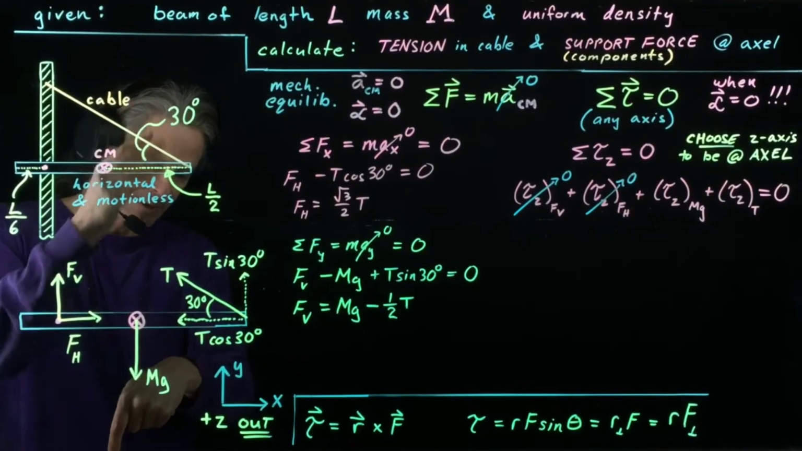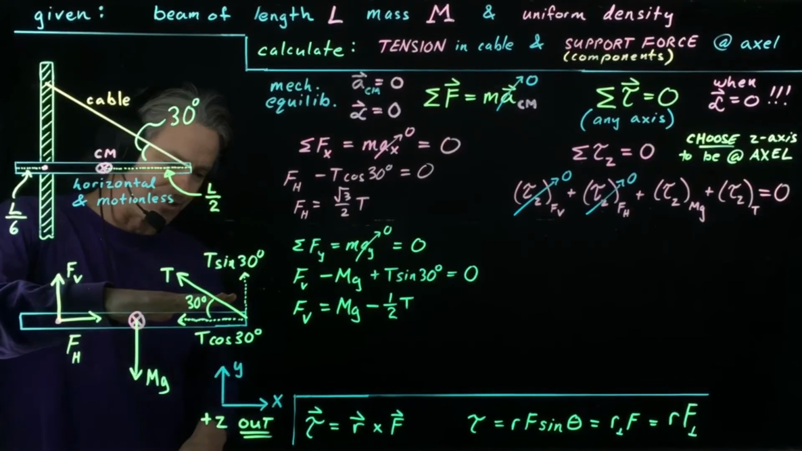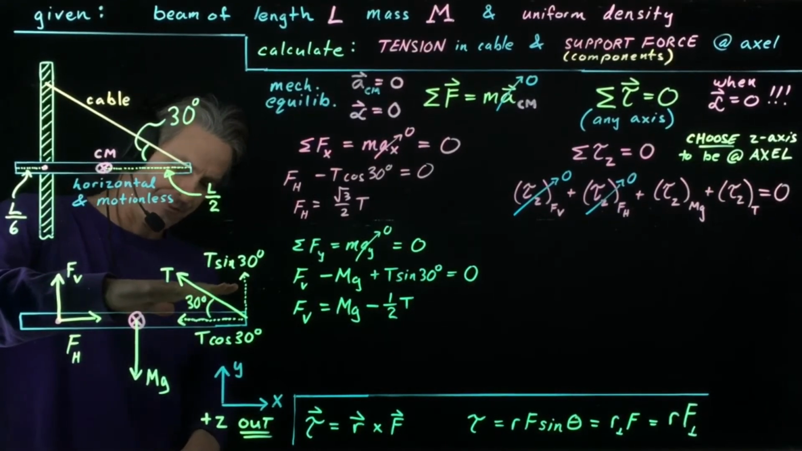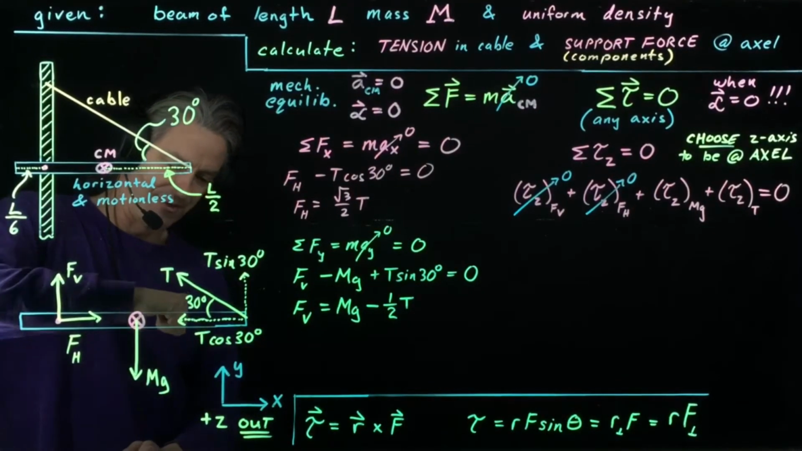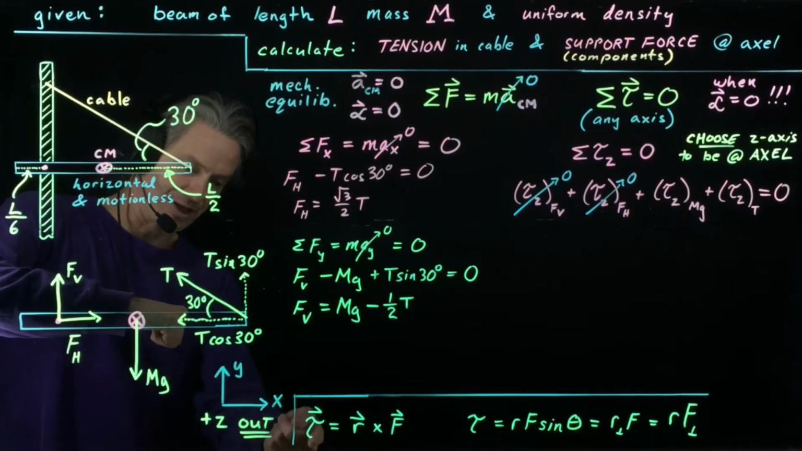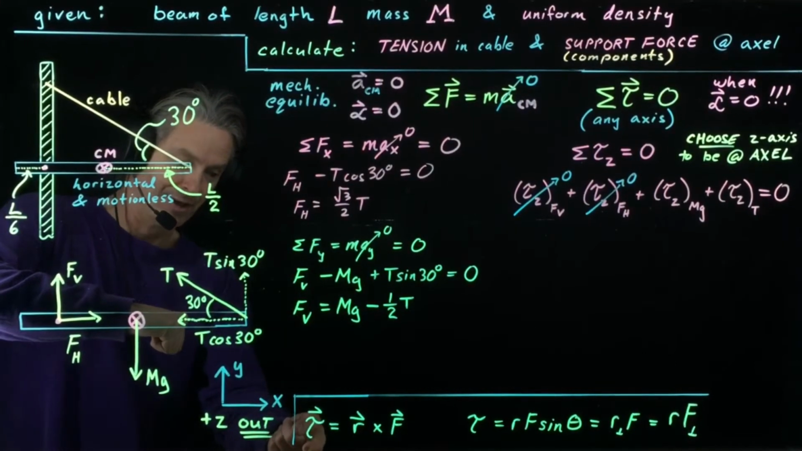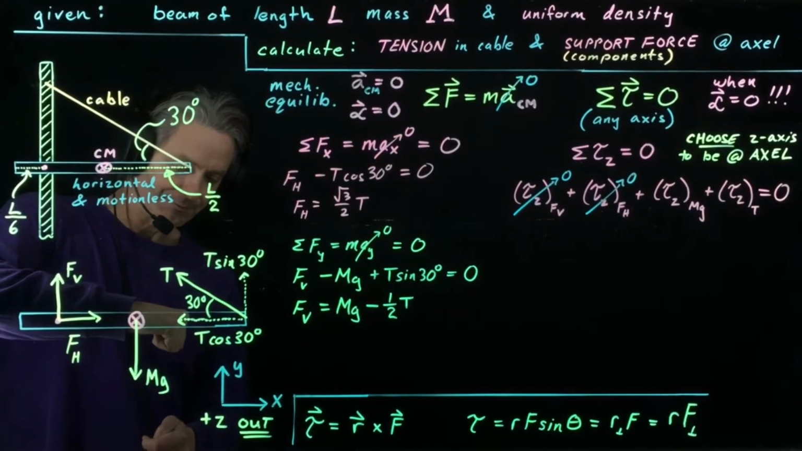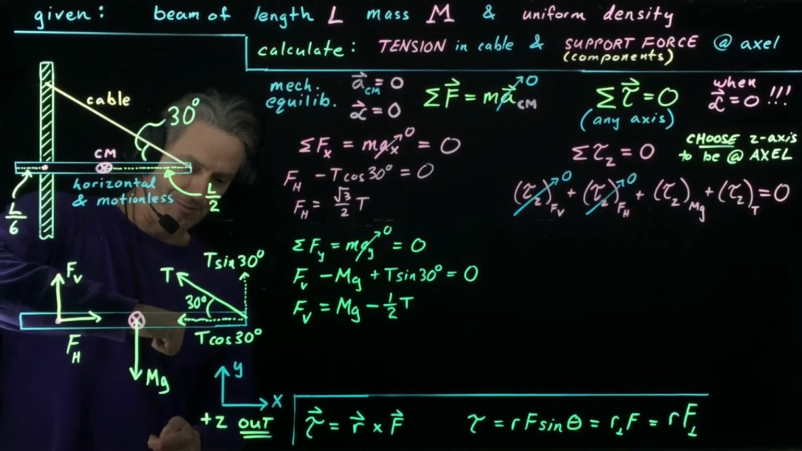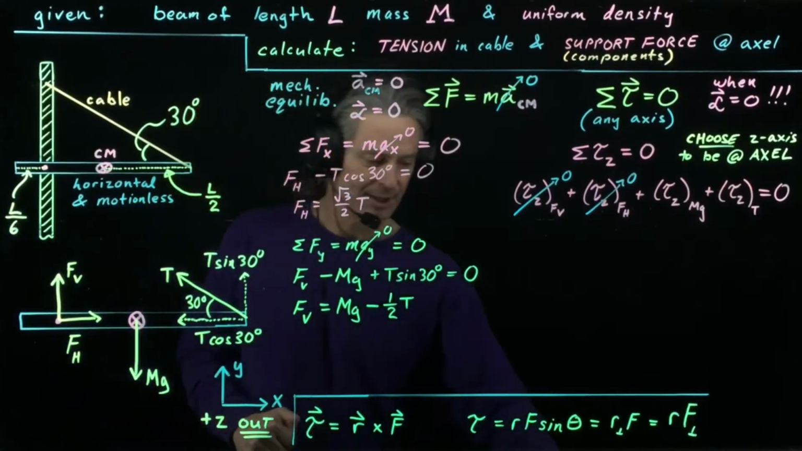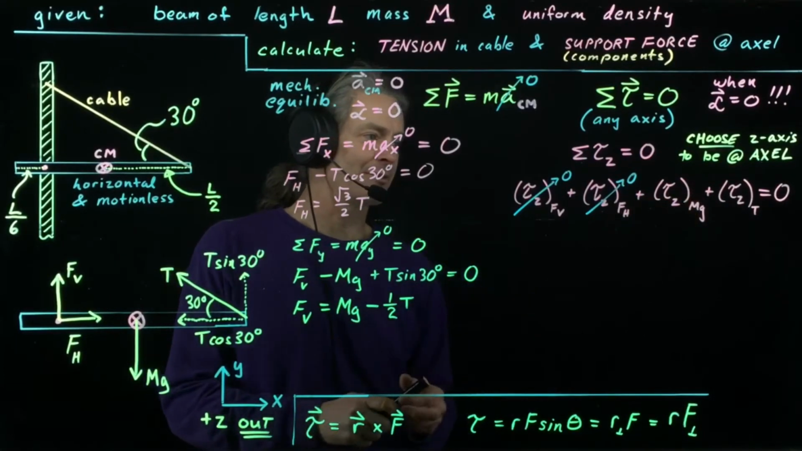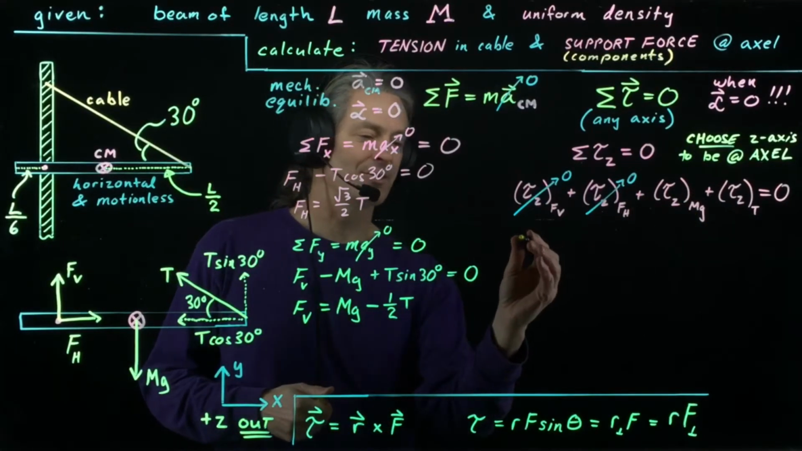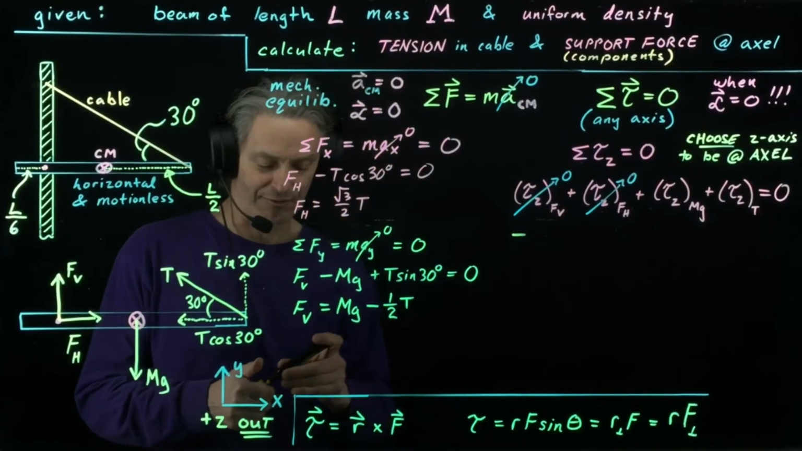So I take my right hand, stick my fingers in the direction of r, curl them into the direction of F, so from the first vector to the second vector in the cross product. My thumb points in the direction of the cross product and hence in the direction of the torque produced by this force. That torque is toward me. That's in the negative z direction. Great. So this z component torque produced by the gravitational force is in the negative z direction. I'm just going to put a minus sign there for that.